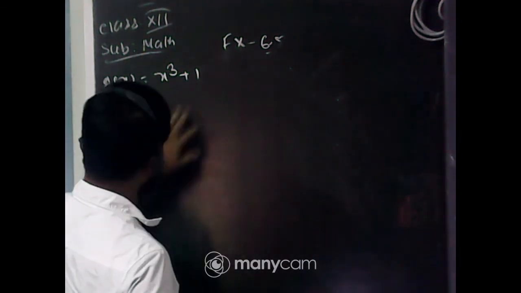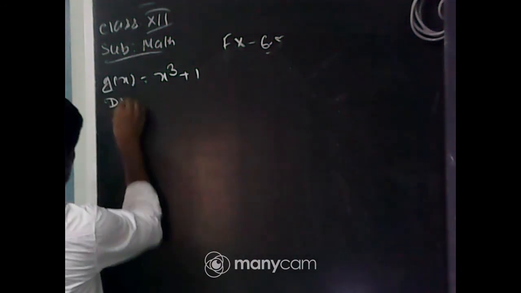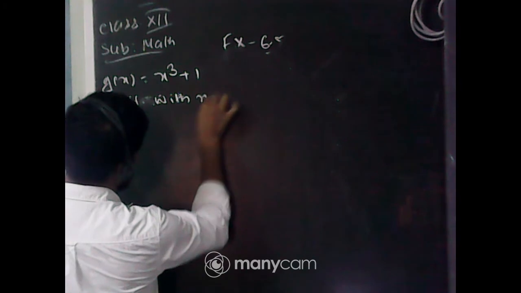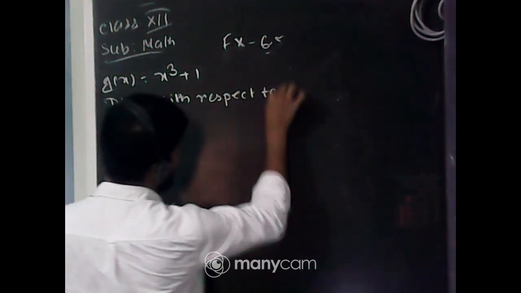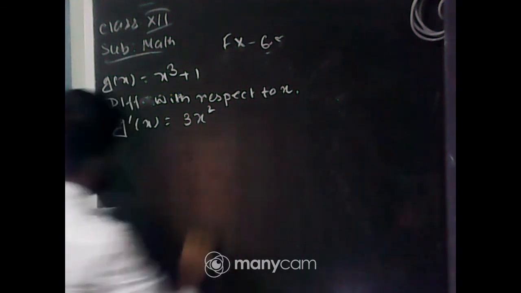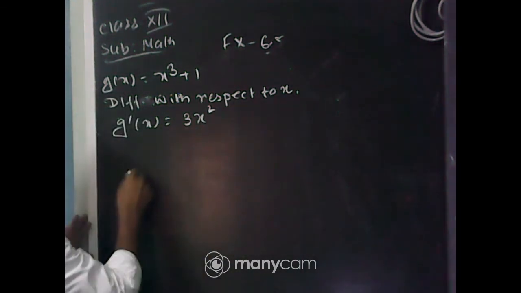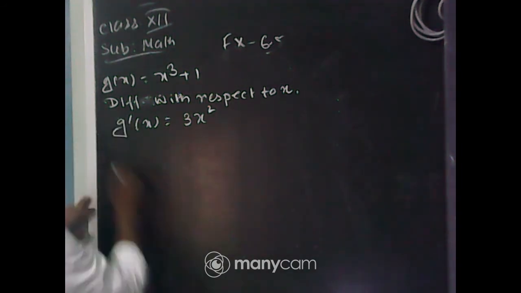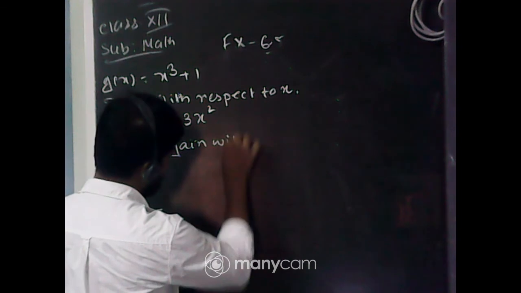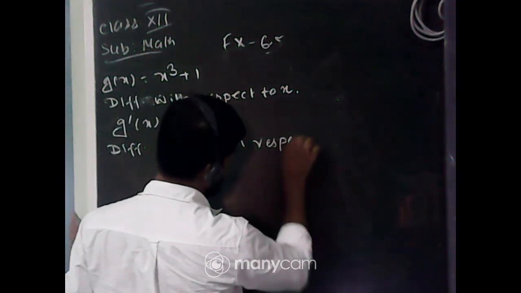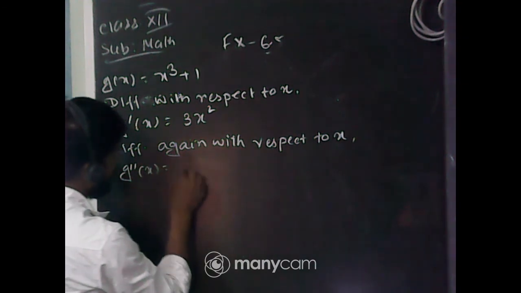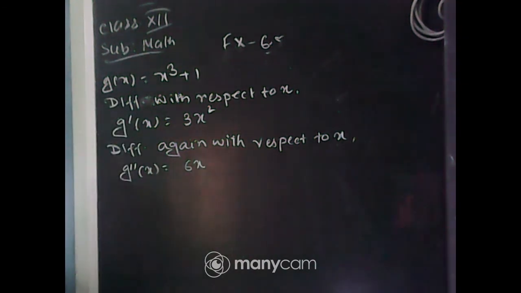So this is the given function, so we have to find g dot x. So differentiate the function with respect to x. We have g dash x is equal to 3x squared. Now differentiate g dash x again. Differentiating again with respect to x, we have g double dot x is equal to 6x.